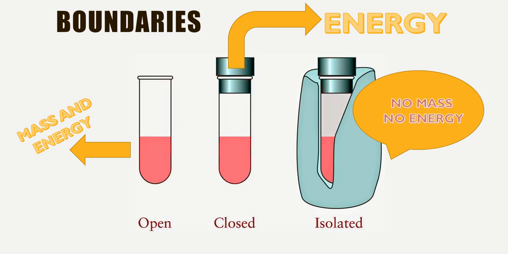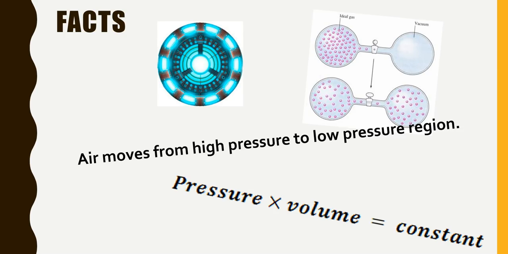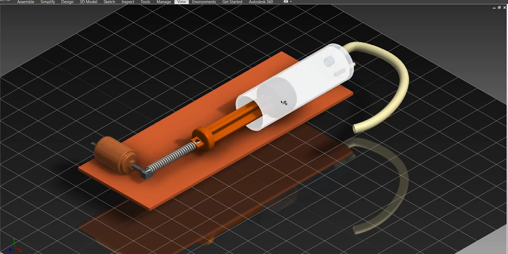So simple. Now I would like to throw some light over the facts I will be using to design or assemble the typical air compressor. Air moves from high pressure to low pressure region, and the pressure into volume is always constant. Or we can say that pressure into volume to the power of n is always constant, but for simplicity I've taken n equal to 1. Now we will move toward our CAD model to discuss further.